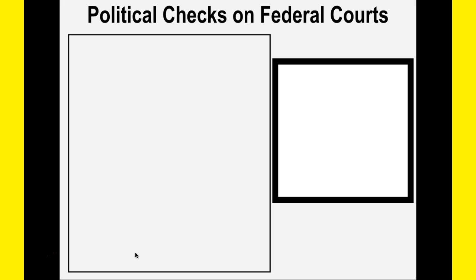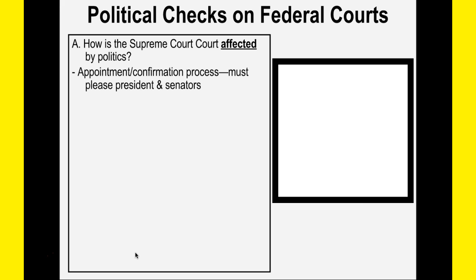All right, so let's talk more about political checks. How is the court affected? So we're going to look at how the court is affected, but we're also going to look at how the court is somewhat insulated by politics. Well, to get on the court, you have to be appointed, you have to be confirmed, and you have to please presidents, senators, linkage institutions. Just remember, you don't want to be borked.